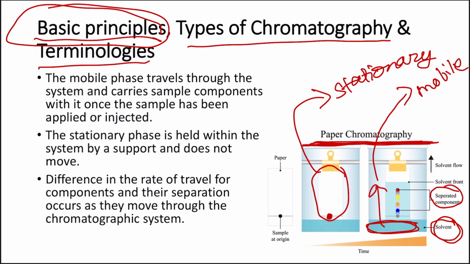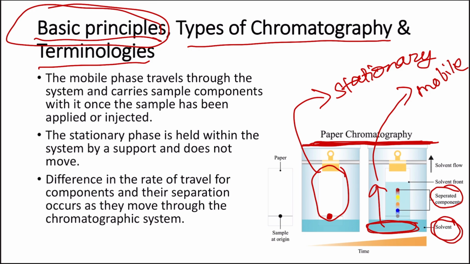sample was applied earlier. This is because the sample which you are seeing here has different components, out of which the one represented by the blue dot has the maximum interaction with the stationary phase, that is the paper, and the red one represents the least interaction with the stationary phase, and as a result it has been carried away with the solvent for a longer distance. So that is how the components are being separated.